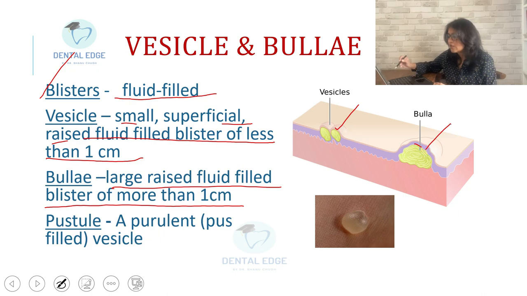What is a pustule? A purulent pus filled vesicle. If something is filled with pus, we will call it a pustule, a purulent lesion, right? If you see this image, this is a blister, a fluid filled lesion, right? Depending on size, vesicle and bullae.